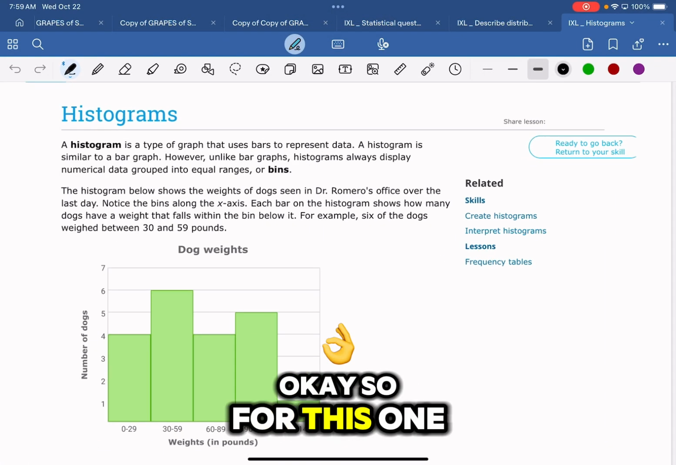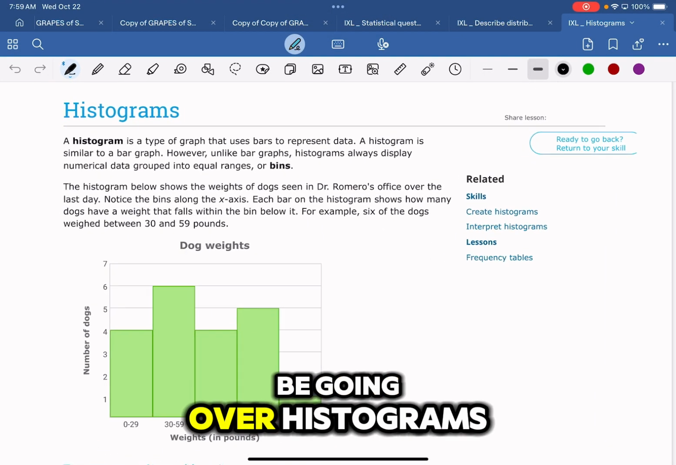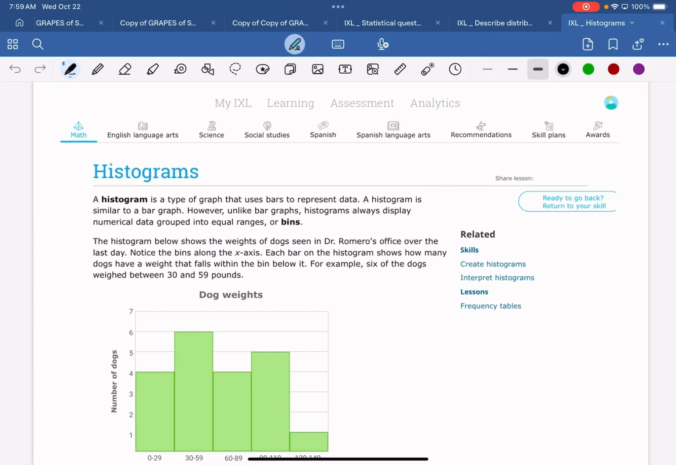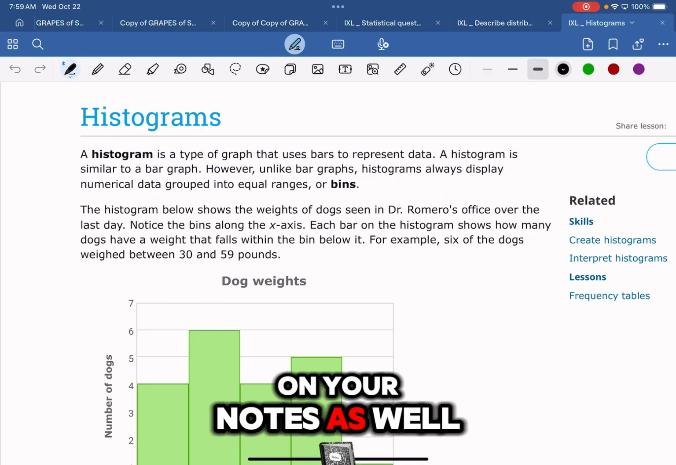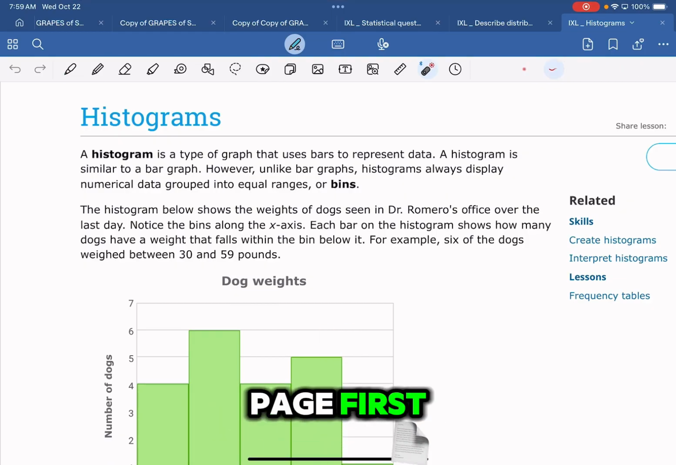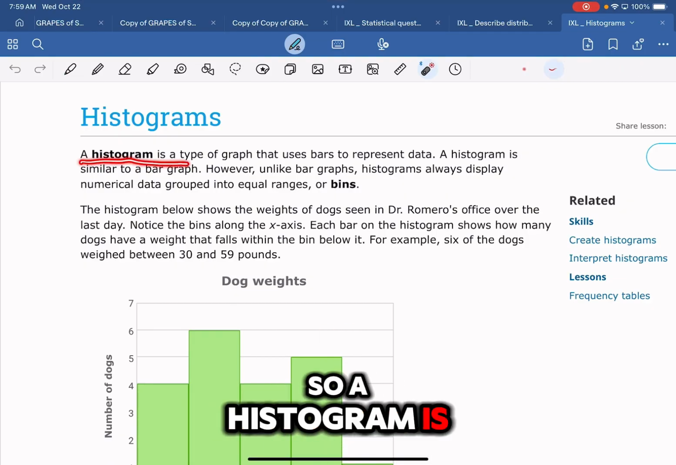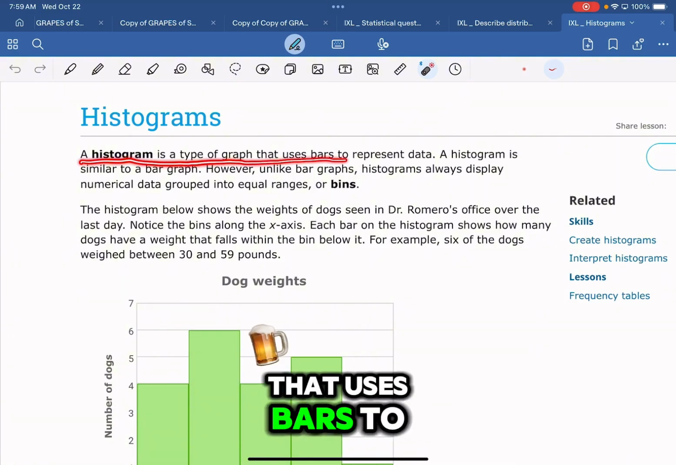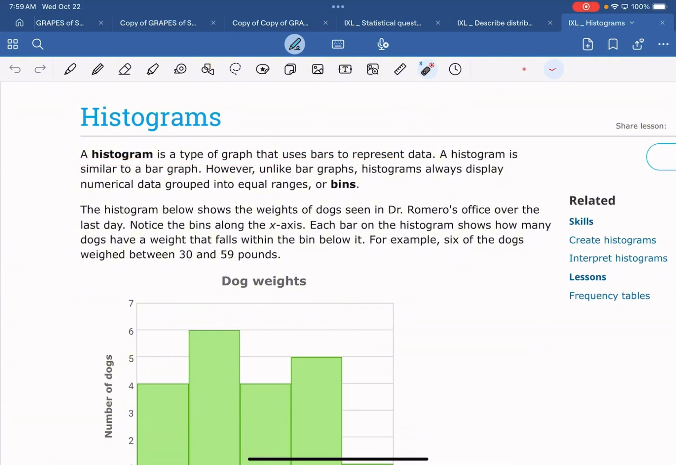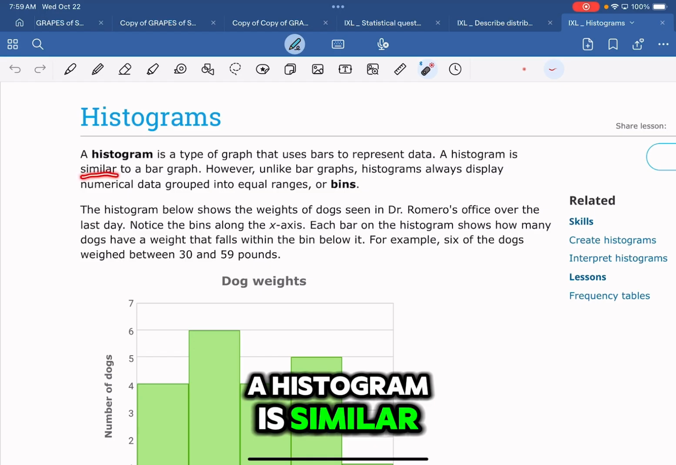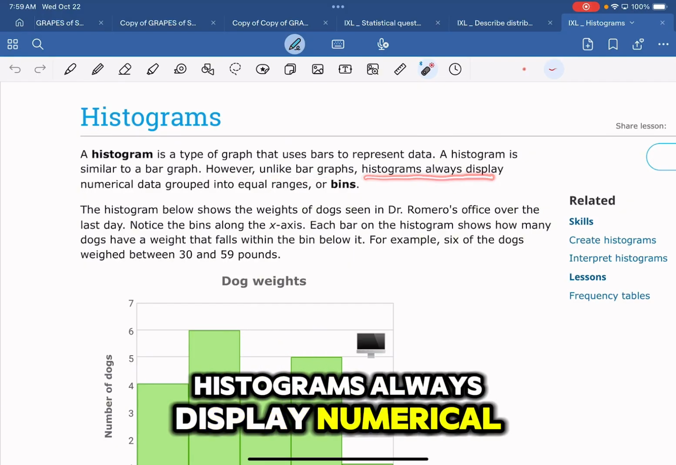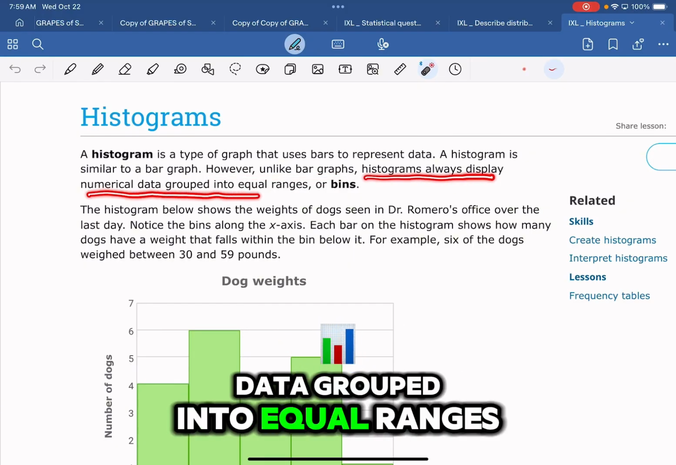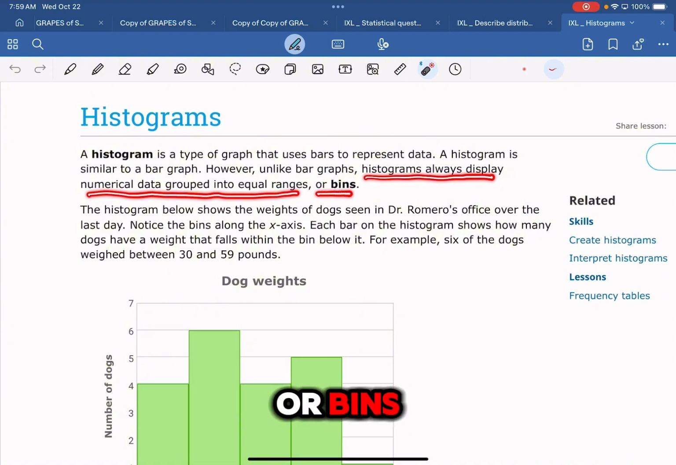Okay, so for this one, we are going to be going over histograms. And this should be on your notes as well, so I'm just going to go over this note page first. So a histogram is a type of graph that uses bars to represent data. A histogram is similar to a bar graph. However, unlike bar graphs, histograms always display numerical data grouped into equal ranges or bins.